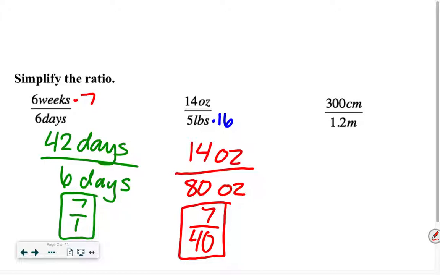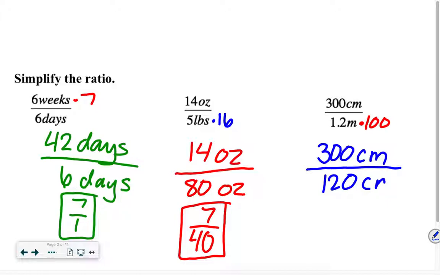Okay. Centimeters to meters. What's bigger? Meters. So let's turn our meters into centimeters. What would I have to multiply by? Do you guys know what the prefix cent means? 100. Cent means 100. So we multiply our meters to get to centimeters by 100. So leave my top one, 300 centimeters, over, if I multiply 1.2 by 100, I get 120. And I'm now in centimeters.